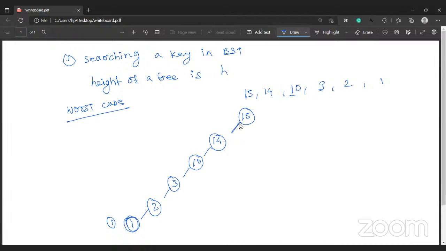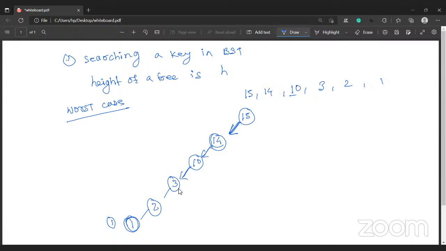Then is it greater than or less than 15? It is less than 15, so it will go to the left side. Then again compare 14. Is 14 equal to 1? It is not equal to 1, so it goes left again. Then it compares 10. Is it equal to 1? No. Is it less than or greater than? It is less than, so again go left.